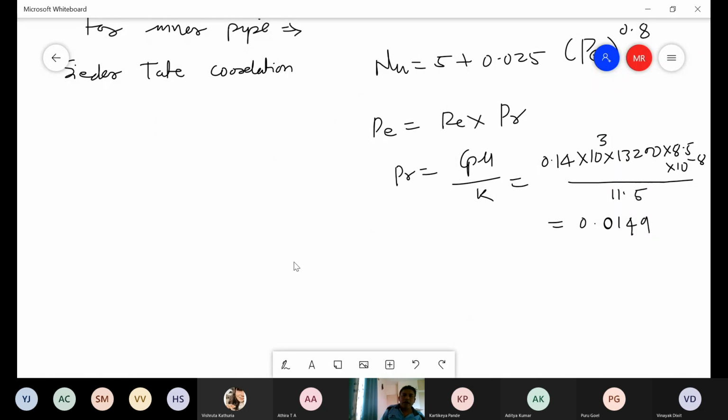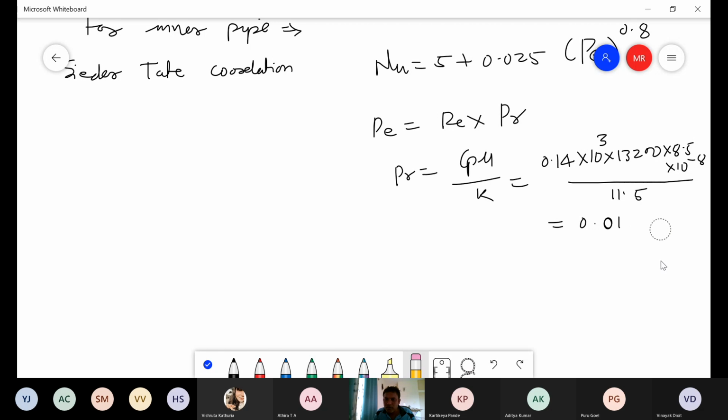Okay. Now we can calculate the Nusselt number from this. 0.0136. 13 is the correct answer. Let me just correct it. Just let me erase this. 13 is the correct answer.